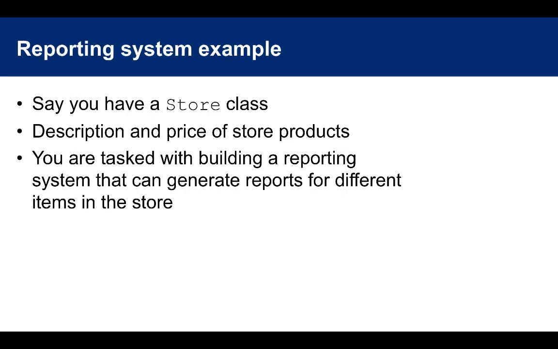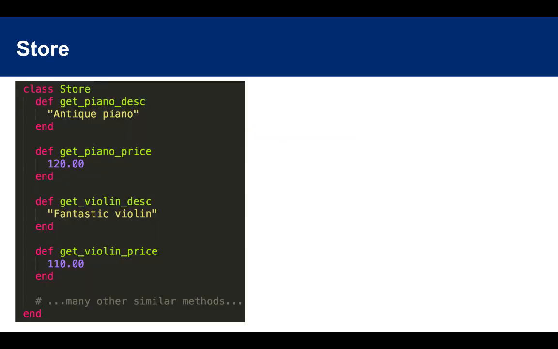So let's take a look at a concrete example. Let's say you have a store class, which basically has a description and price of store products. And you are tasked with building a reporting system that can generate reports for different items in the store. So this is the store class. It has methods like get piano description, get piano price, get violin description, get violin price, and many other methods for different items in the store.